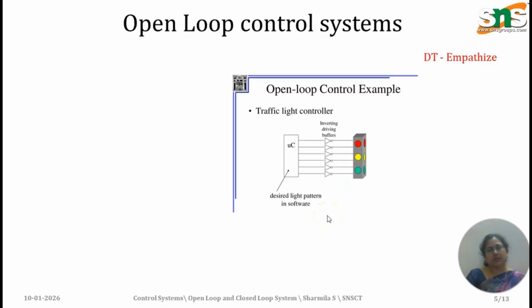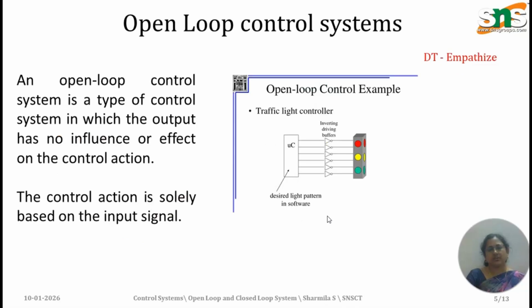Now let's look at open loop control systems. An open loop control system is a type of control system in which the output has no influence or effect on the control action. The control action is solely based on the input signal. The best example of an open loop control system is a traffic light controller. The desired light pattern is designed in software based on timing, and it sets the output.